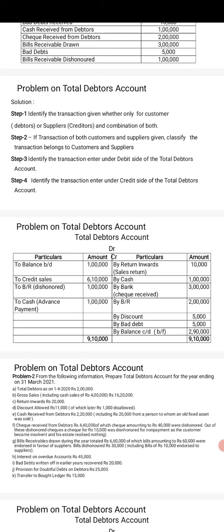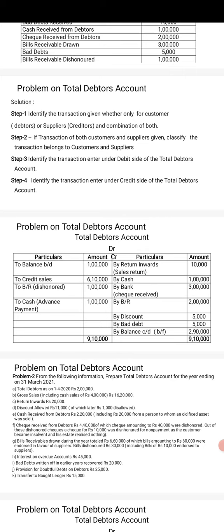Gross sales including cash sales of rupees 4 lakh, rupees 16 lakh 20,000. So this one you have to enter under the credit side of the debtors account. So you have to find the difference, how much credit sales. Gross sales is 16 lakh 20,000, out of which 4 lakh was cash sales. So the difference, 16 lakh 20,000 minus 4 lakh, we'll get credit sales as rupees 12 lakh 60,000.